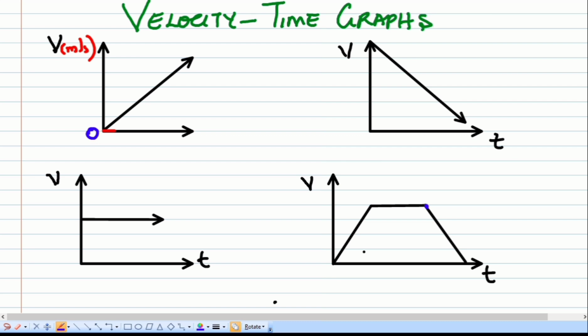First of all, what's velocity? Velocity is speed in a specified direction, right? Velocity is almost the same thing as speed, just that velocity not only tells us the speed of the car, but the direction of the car.